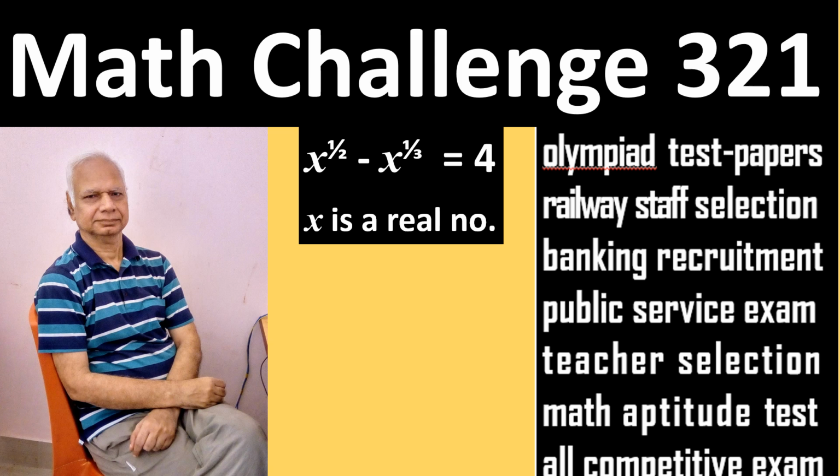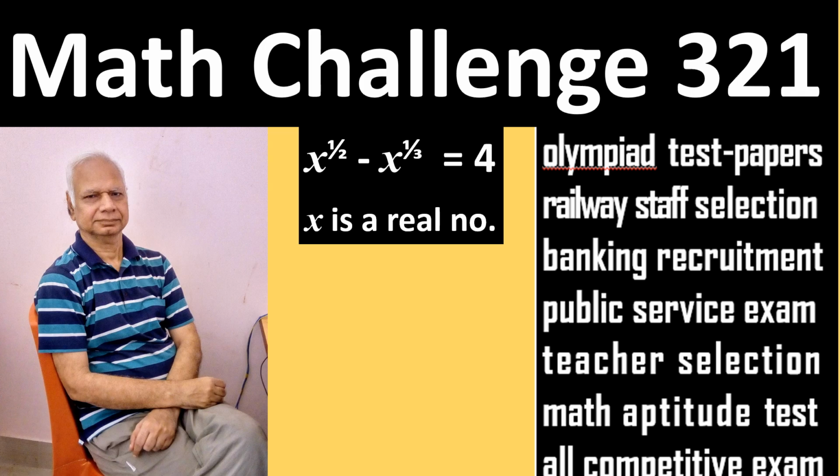Here we have an equation: x power 1 by 2 minus x power 1 by 3 is equal to 4, where x is a real number. That is the same thing as saying square root of x minus cube root of x is equal to 4. Let us see how quickly we can solve it using the short trick method.